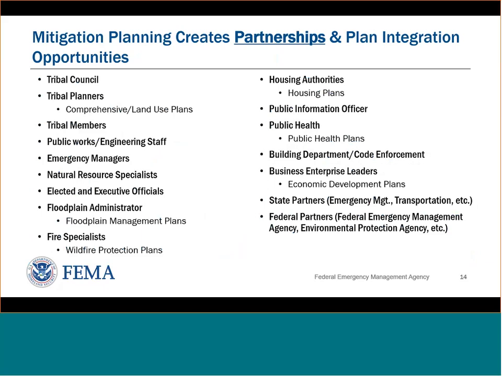Nothing can be accomplished alone, and so going through this process of identifying risk and mitigation strategies can really bring people together and strengthen existing relationships or build new ones. So through this process, you'll be able to identify complementary plans that you can align goals and priorities with, such as the comprehensive or land use plan, where you can decide how to develop your community in a way that places critical infrastructure and new development out of harm's way.